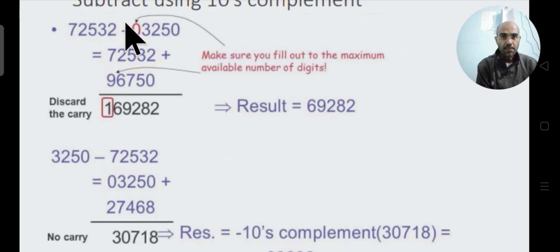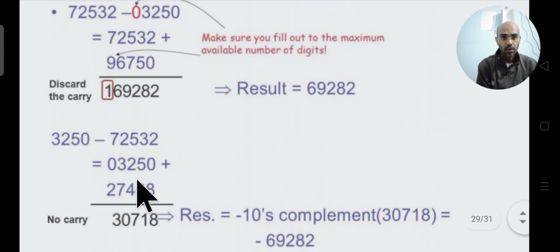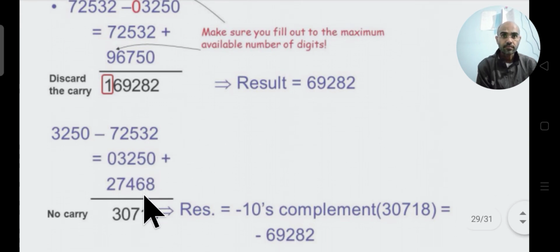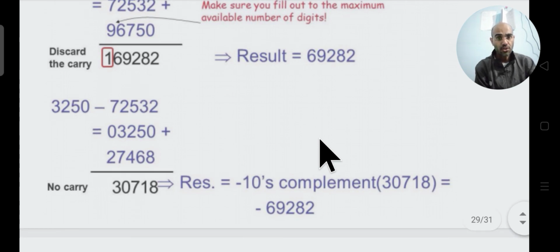On the same lines, suppose we have to subtract 72532 from 3250. Again the procedure will be the same, but now we have to take the tens complement of this number. The tens complement is found by subtracting all the digits from 9 and the last digit from 10. So again you will find this, add both the numbers, and we can see that as there is no carry generated, we have to take the R's complement of the number and place a negative sign in front of it. So this is the complete procedure to find the R's complement.